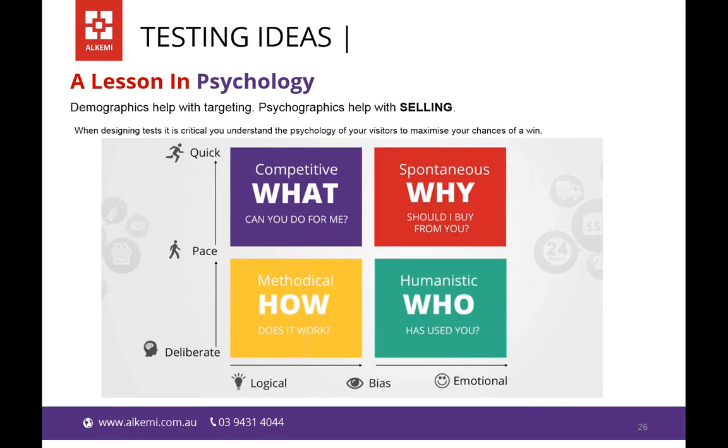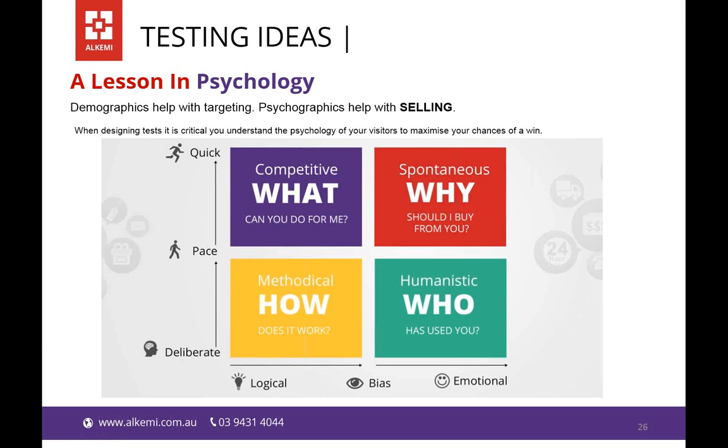So the 4 different personality types here are broken down by speed of decision making and the level of logic or emotion in their decision making process. So we have competitives. These are quick-paced individuals who are very logical in the way they do things, very much control people. Spontaneous personalities are quick-paced, but they're emotional. These are people who are driven by gut instinct, but they make decisions very, very quickly, and they're quite flighty.